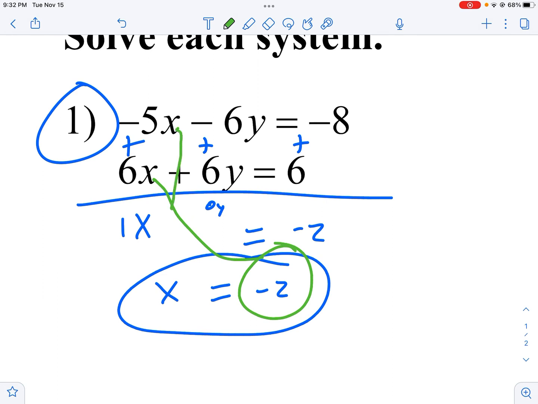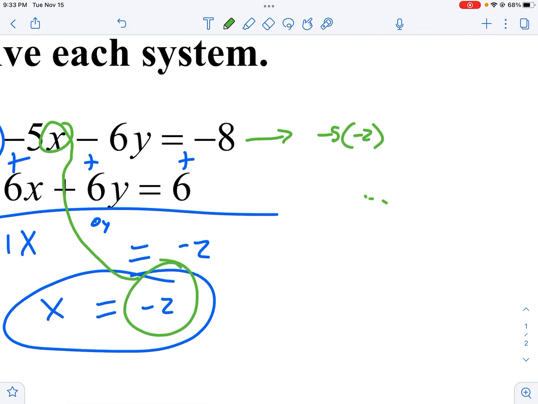I'll put it in the top one. So I got negative 5 times negative 2. Make sure you put it in parentheses. Extra marks on there are good. Negative 6y equals negative 8. Negative 2 times negative 5 gives me positive 10. And we just go through the rest of our normal solving stuff.